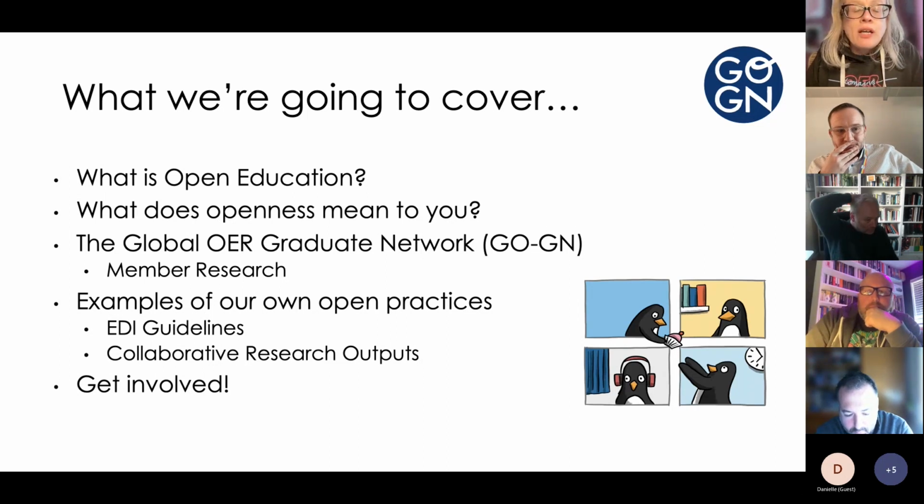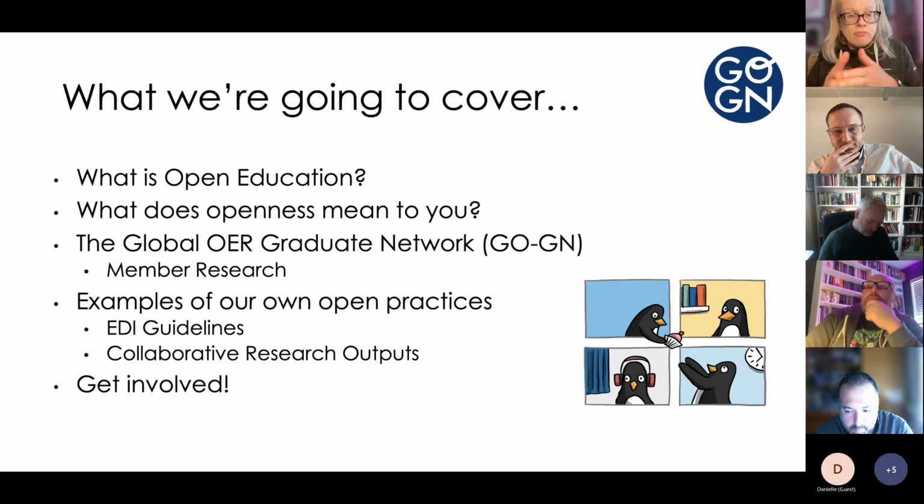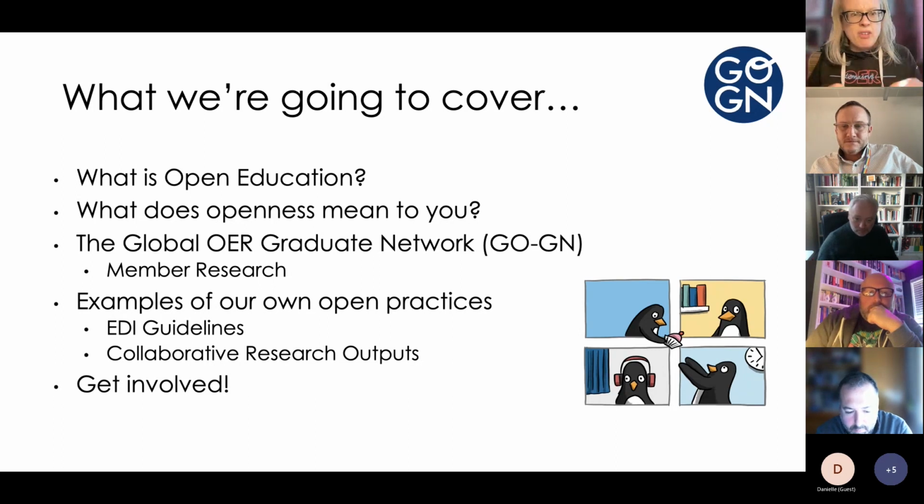And we're going to do that in a number of different ways. We're going to do that first by taking a look at some of our members' research and some of the things that our members were working on in terms of their own doctoral research, and then take a look at our own open practices as well. So you might have seen, if you looked on the website in our bio, there's lots of information about the types of things that we do as a network. We're not going to talk about everything today. We're just going to talk about two things, and that's our equity, diversity and inclusion guidelines, and then also our collaborative research outputs as well.